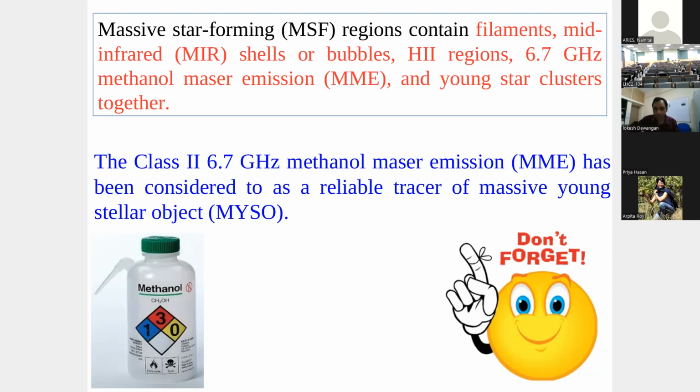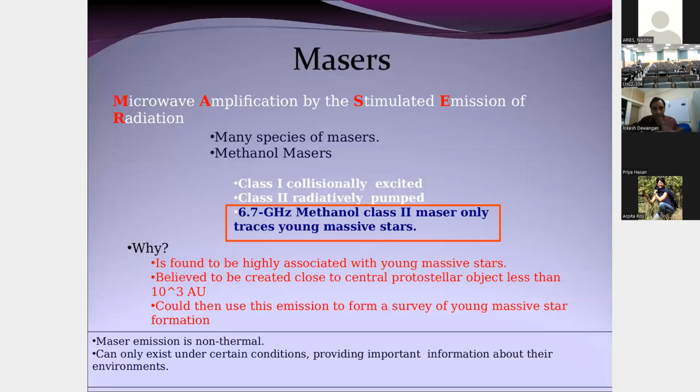massive stars. If you want to know a little bit about the maser, it is similar to what we know in the laser. There, L stands for light amplification; here, the M in maser stands for microwave, and the rest is the same. This maser can be found as class 1 and class 2, but we give exclusive attention to the class 2 6.7 gigahertz methanol maser. These are non-thermal sources.